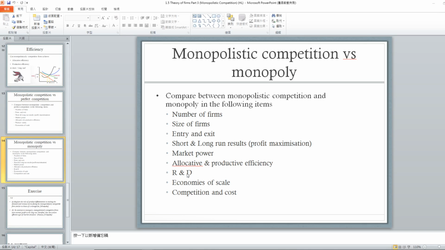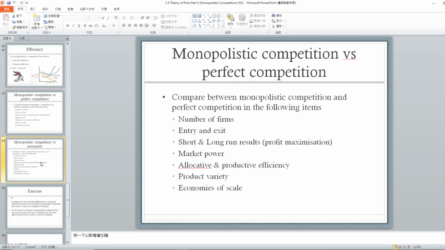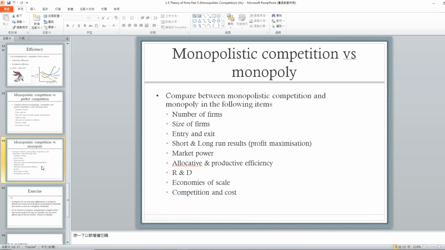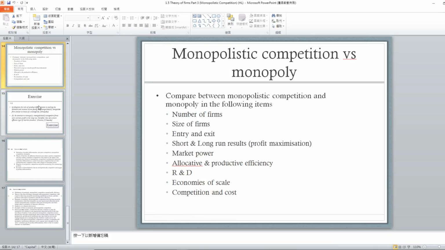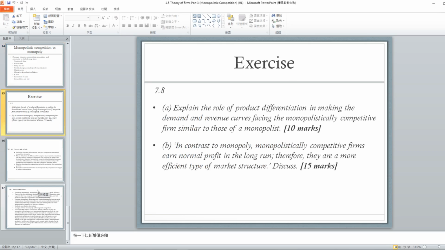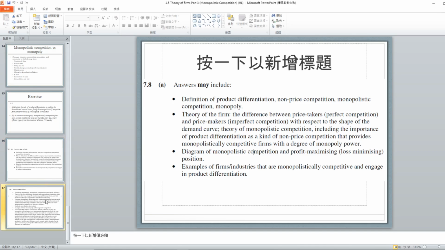So I would say for R&D and the cost, there will be some arguments, but for the rest of them, I think they are very clear. So do expect, when you are being asked a 15 mark question about this topic, usually it's always about comparison, comparing different markets. These two parts here are always for the evaluation questions. Last but not least, here is some exercise that you can refer to. If you want to take a look at how the questions are usually asked, you can go here and take a look at the questions and also the model answers.